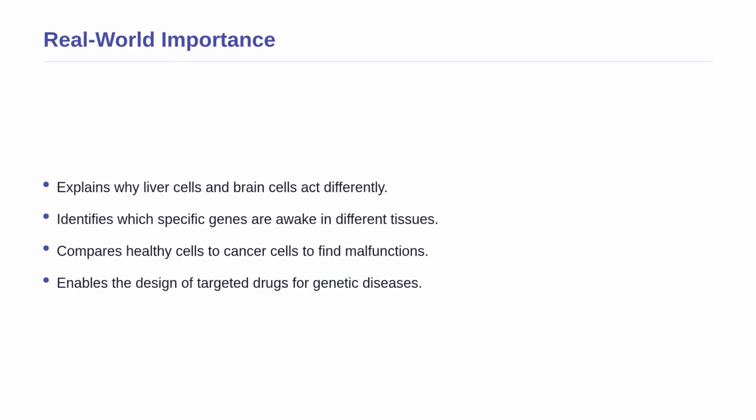Understanding this dynamic behavior leads us to ask, why does functional genomics matter so much in the real world? If we only knew the DNA sequence of a human, we would not know why a liver cell looks and acts completely differently from a brain cell, even though they share the exact same DNA. Functional genomics allows us to see which specific genes are awake in the liver and which are awake in the brain. In medicine, this is revolutionary.